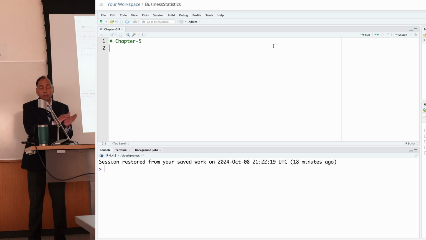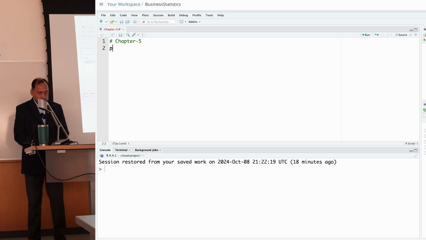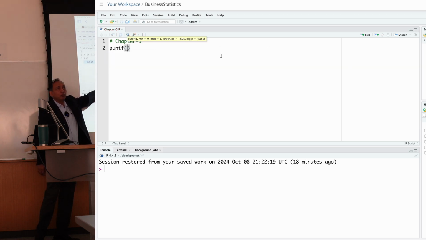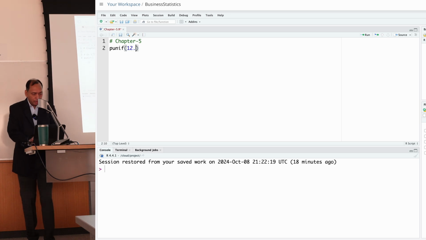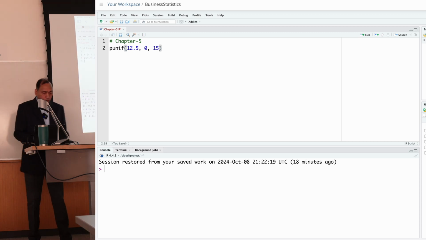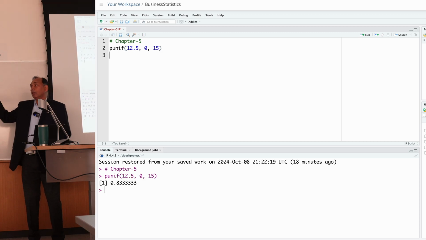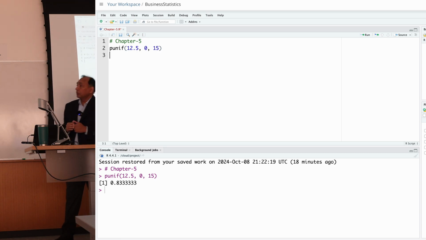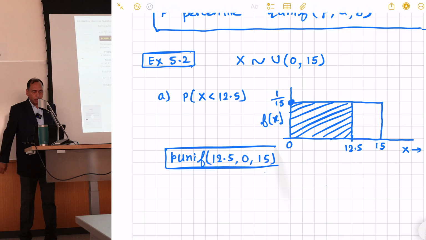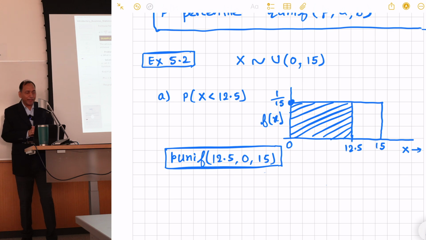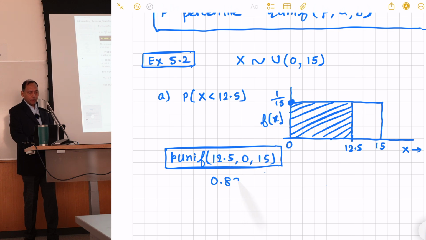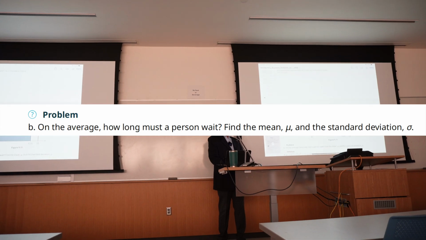We want area to the left of 12.5, so punif, and as you start typing, it brings this function up and also gives you some information about what distribution that is. So select and simply enter what you need. a is 0, b is 15. So that is 83%. And we saw that picture, definitely it was more than 50%. So more accurate probability is 0.83. The question was, what is the probability that a person waits for the bus less than 12.5 minutes? And the probability is 0.83. So that is A. Now let's look at B.